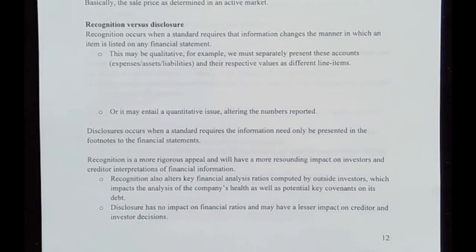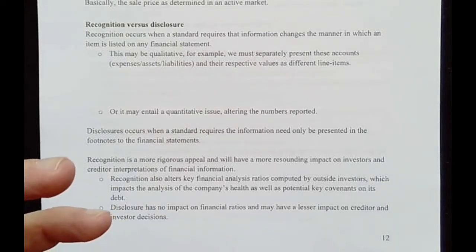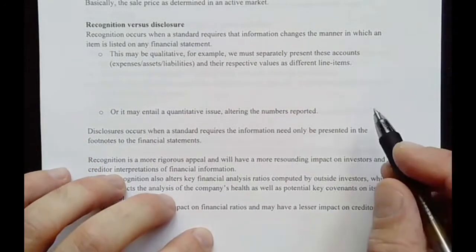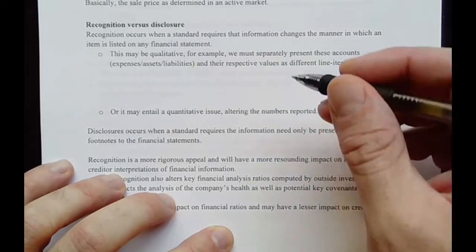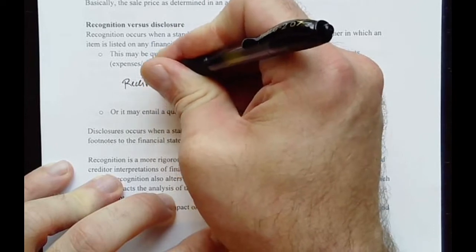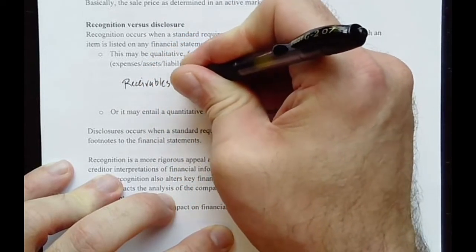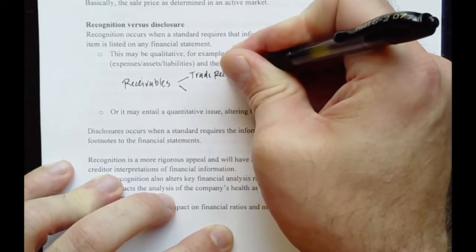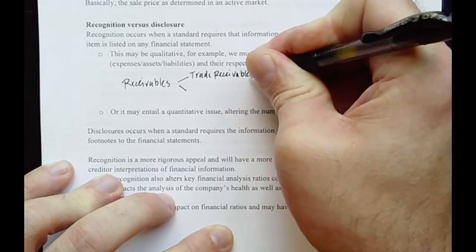So it could be qualitative. That means that we're not talking about numbers. We're talking about words used or the spatial orientation. So, for example, we need to recognize operating expenses and operating items in income separately from non-operating items. We may need to recognize receivables in different ways. For example, receivables actually come in two flavors. They come in trade receivables, and then they also come in non-trade receivables.